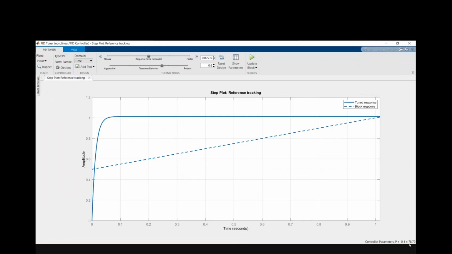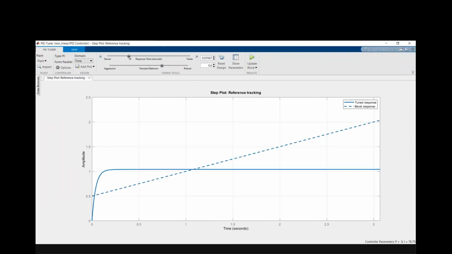So it is saying P0 I 78.79. If you see here for this value, actually my system is non-linear, but I'm trying to apply a PI controller to control the system. Though it is unbounded, you can make it bound by using a PI controller.